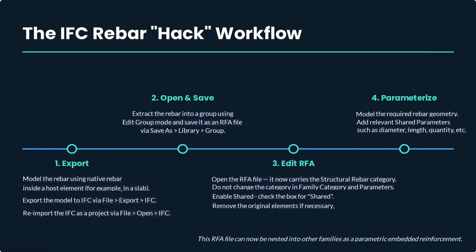To get around limitations in Revit, we can hack the process in a clear and manageable way that includes 4 major steps. After all the manipulation that you can see on the slide, the rebar geometry adopts the structural rebar category, making it visible in documentation. The RFA file can now be nested into other families as a parametric embedded reinforcement.